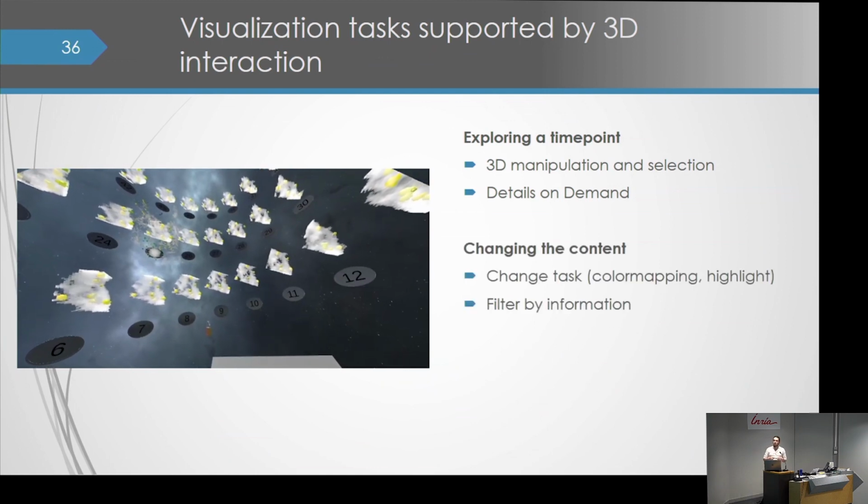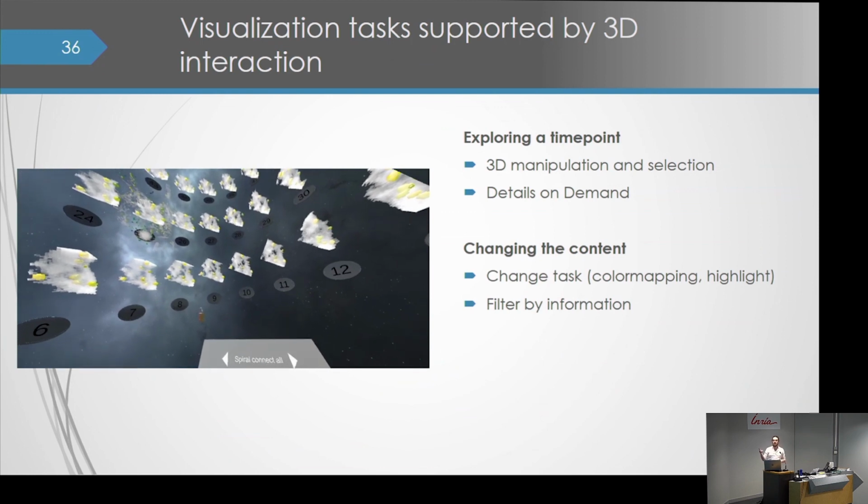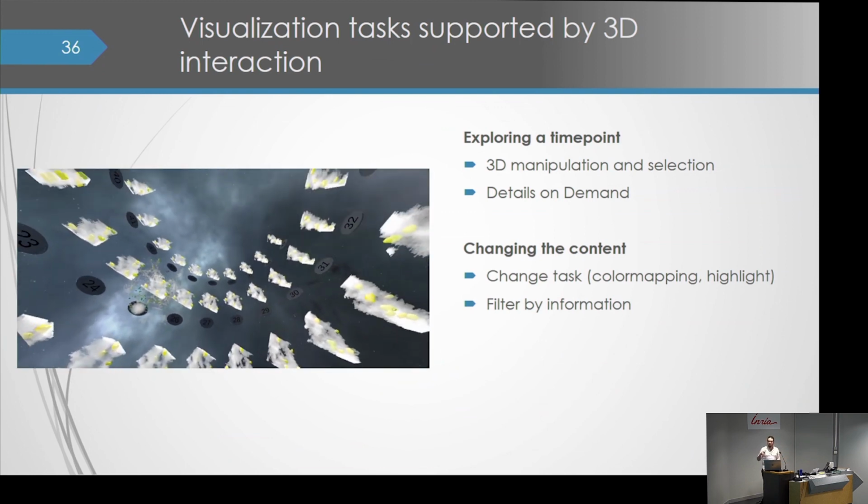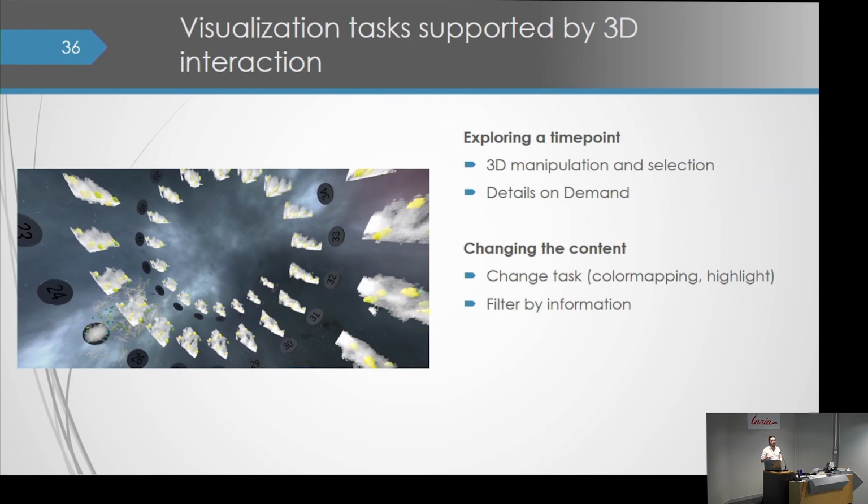The second type of tasks that should be available will be around changing the content of the time points, being able to change the color mapping or to highlight maybe some specific places, and to be able to filter by information, or on the contrary, remove information. The last point will be about being able to modify the timeline design. The user should be able to arrange the visualization in order to better fit their analytical use case.